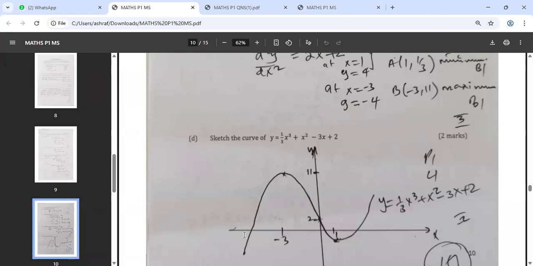So this is the sketch. The parts that have crossed the x-axis, this one also didn't find. But you're supposed to get the value so that you know where exactly it cuts the x-axis. So for the y-intercept, he has put it there.